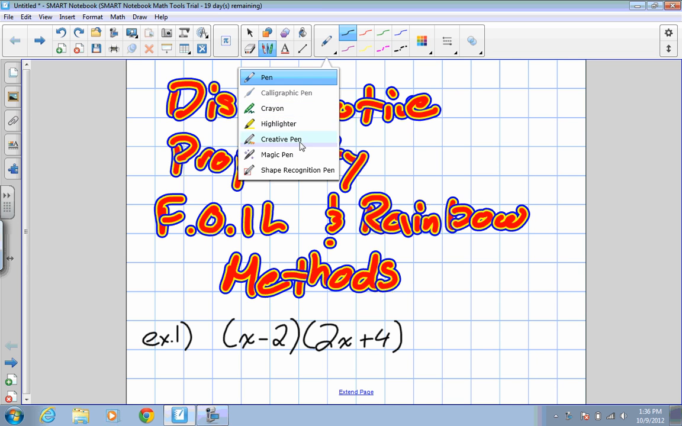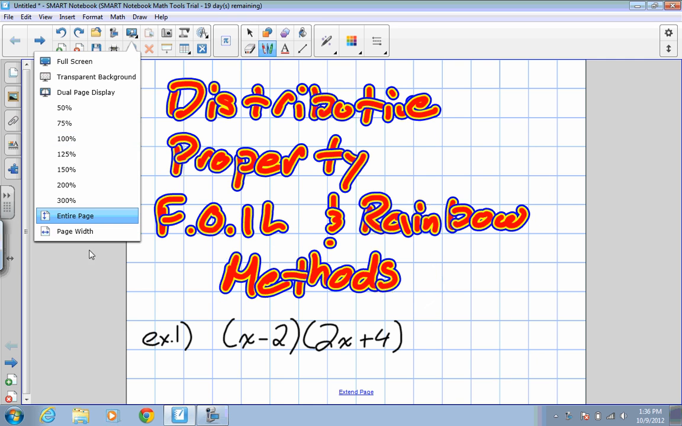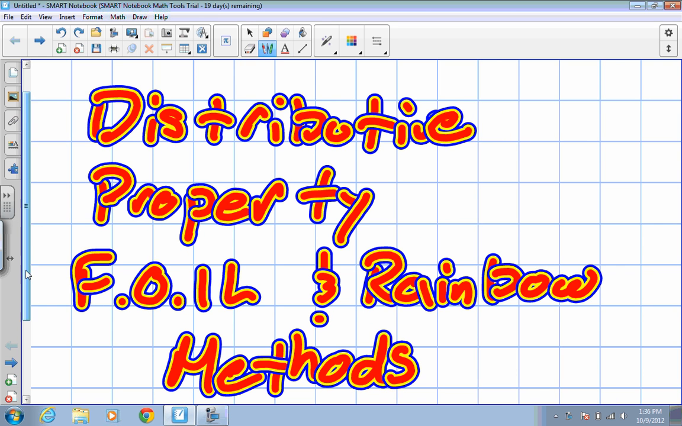Okay, we're going to go over distributive property, and these are two methods. One is called the FOIL method, and the other one is sometimes known as the rainbow method or distributive property. I'm going to relate both of them to you guys. Okay, so we've already done videos separately of each. We're going to relate them to each other in this example. So let's scroll down here.